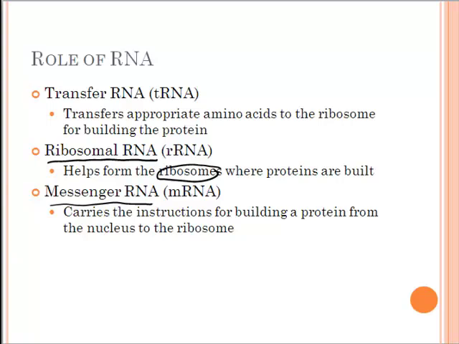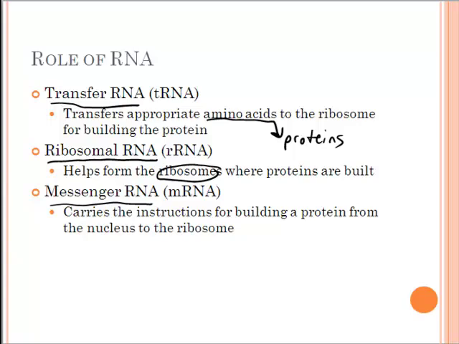Then there's also something called transfer RNA, and transfer RNA's job is to bring the amino acids which build proteins. Amino acids are the building blocks of proteins. So transfer RNA reads the information on the messenger RNA and then goes and gets the appropriate amino acid and brings it back to the ribosome in order to build that protein.